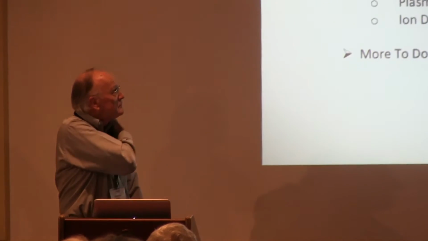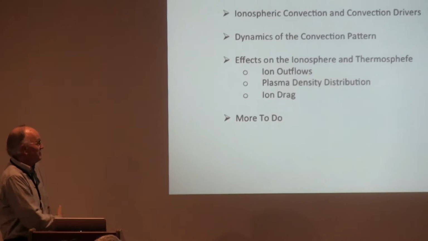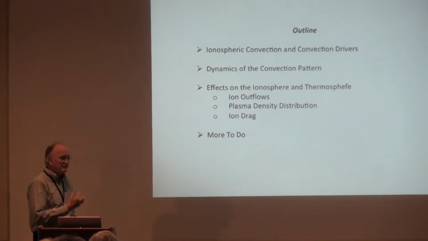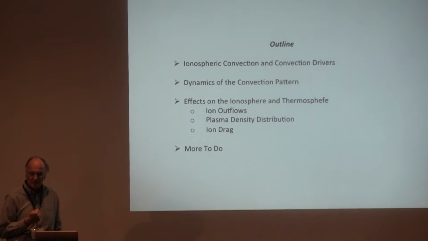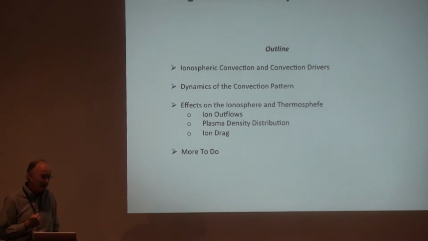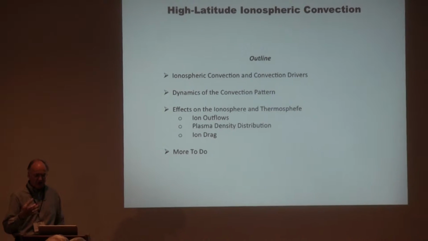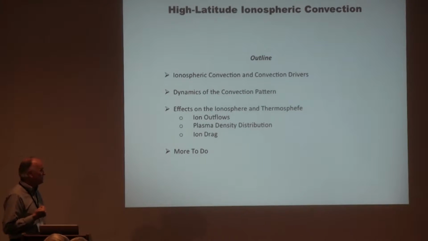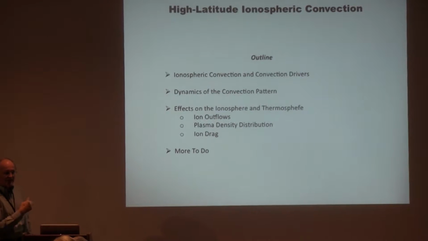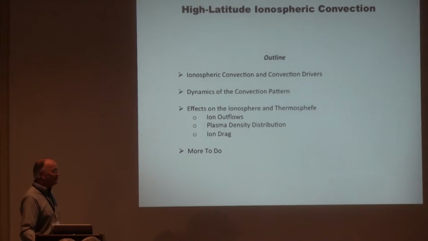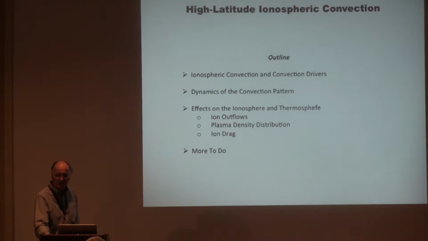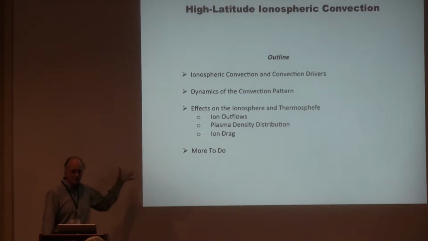So I wanted just to cover three things here, really. One, a little discussion of the ionospheric convection and the convection drivers, something about the variability in the convection pattern and how dynamic it is if we look at it now. So to make a progression from kind of a static picture to a more dynamic picture. Some effects of that ionospheric convection on just three things that I'm going to cover briefly, but I'm sure will be covered in more detail by other talks. And then just lest we think we're all done, a little discussion about what to do.